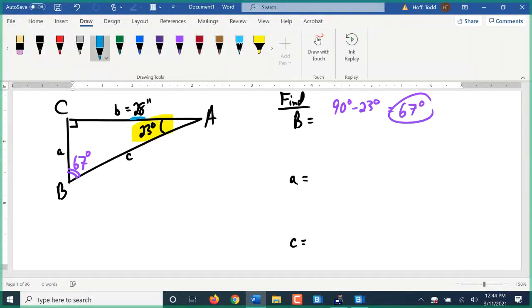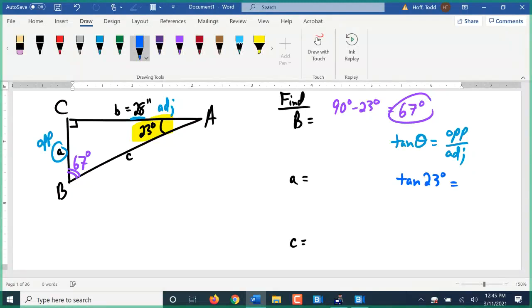Side B here, the 28, is the adjacent side according to angle A. If I'm trying to find side A, that would be the opposite side. The trig function that uses opposite and adjacent is tangent. The tangent of theta equals the opposite side over the adjacent side. So here we're going to fill in tangent of 23 degrees, which is our angle.